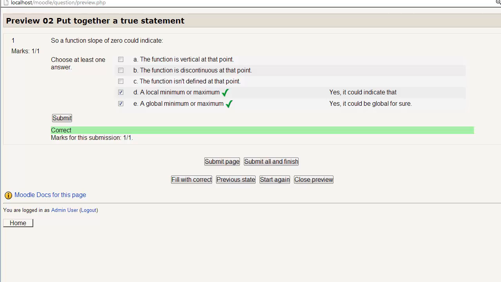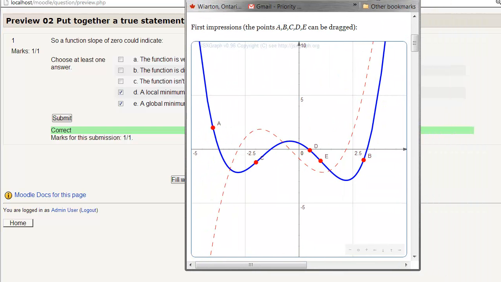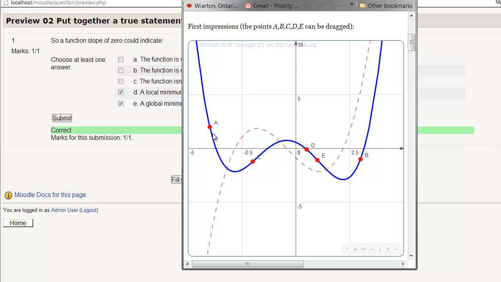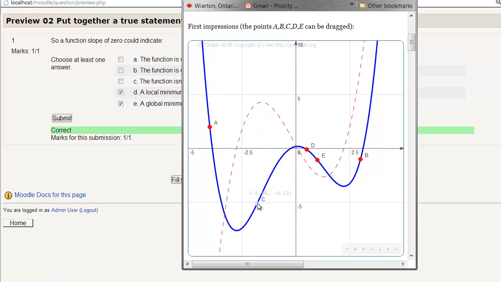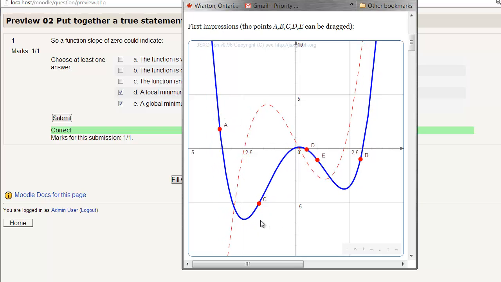minimum or maximum. Even though they do not necessarily indicate those things, you can see that it's possible. Here's a function, and you can make it by dragging these points, and this program will calculate them for you. This would be a global minimum, and so yes, indeed, it has a slope of 0. A slope of 0 could indicate that you've reached a global minimum, and it could indicate that you've reached a local minimum. And so what we need to do is switch around our definitions a little bit to make this work.